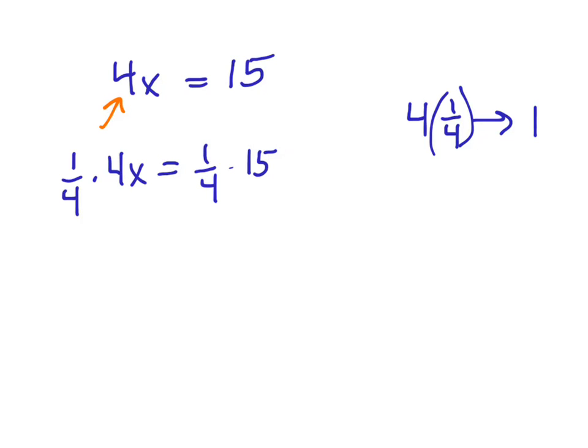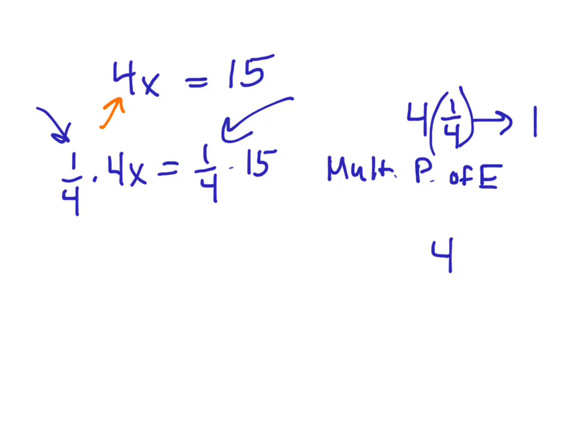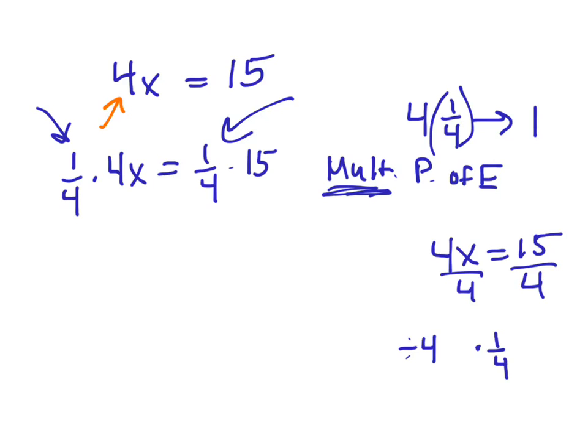Alright, and I need a property to justify why I'm able to do this, and that property is the multiplication property of equality. Right, that's the one that says we can multiply both sides by 1/4. Now you may have also learned to divide both sides of the equation by 4. And that's also correct because remember that dividing by 4 is the same thing as multiplying by 1/4. So it's this multiplication property that also justifies why we can divide.